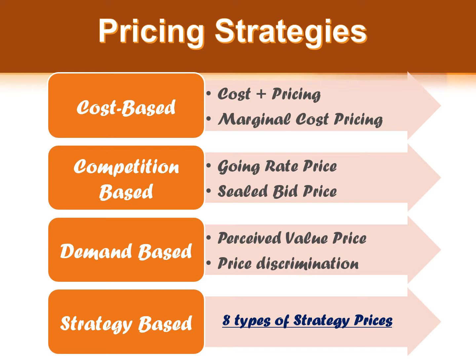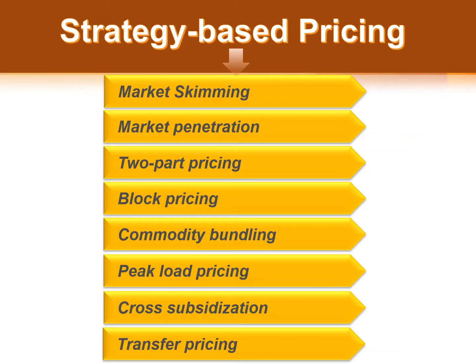In the strategy stage, there are eight kinds of pricing strategies or methods, as listed here: market skimming, market penetration, two-part pricing, block pricing, commodity bundling, peak load pricing, cross subsidization, and transfer pricing.